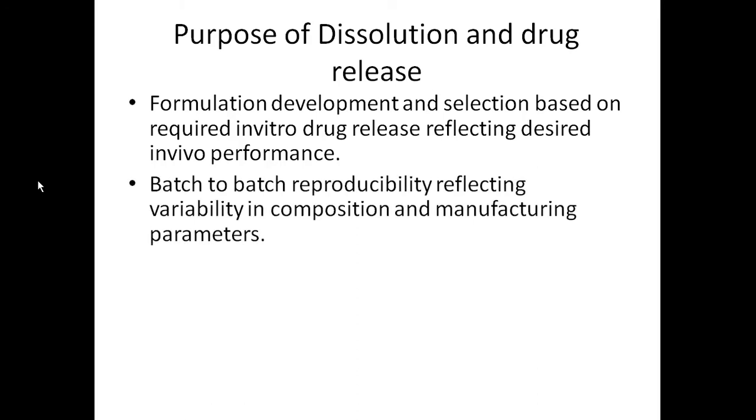Secondly, batch to batch reproducibility. That is a main important thing when there is mass production of a formulation, specifically tablets or capsules. It is justified that there should be batch to batch reproducibility of the amount of the drug in each formulation, and this can be justified by reproducibility of the dissolution rate in each batch.